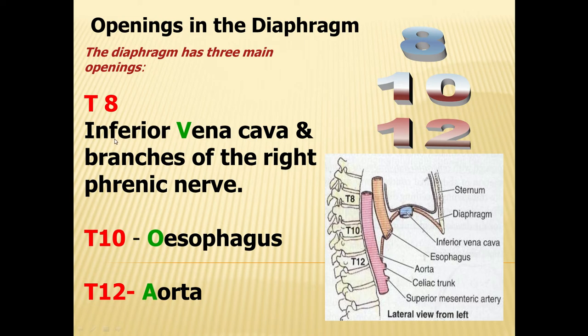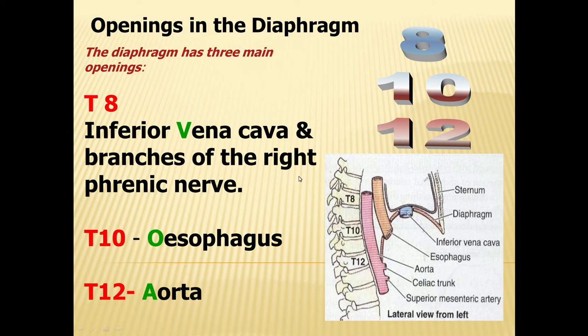V stands for, yes, at the level of T8 is the inferior vena cava and the branch of the right phrenic nerve. At the level of T10 is the esophagus and T12 is the aorta. VOA: inferior vena cava, esophagus and aorta. Now these are the major openings in the diaphragm. You can see the inferior vena cava, esophagus and the aorta. These are the 3 main openings, okay?